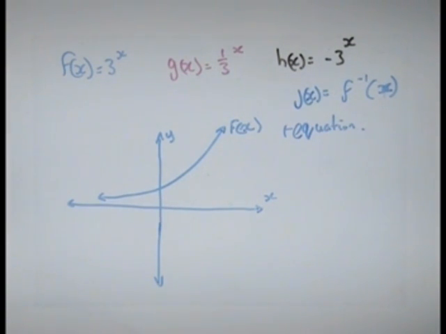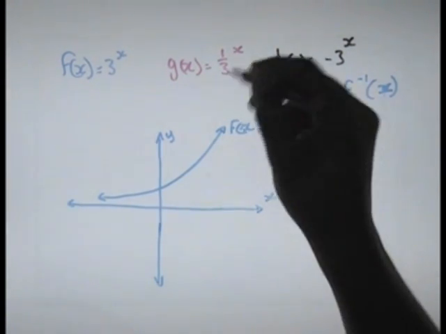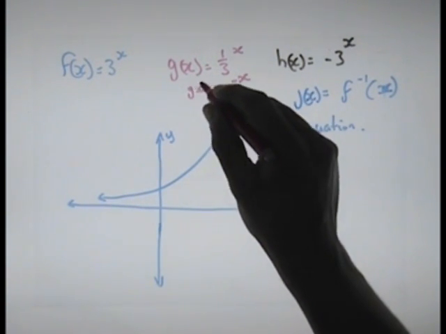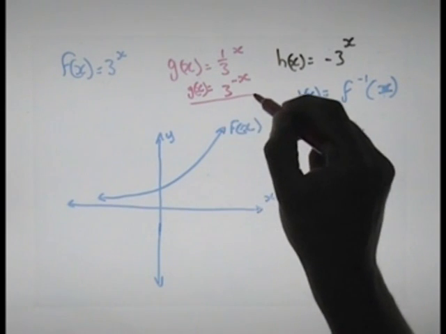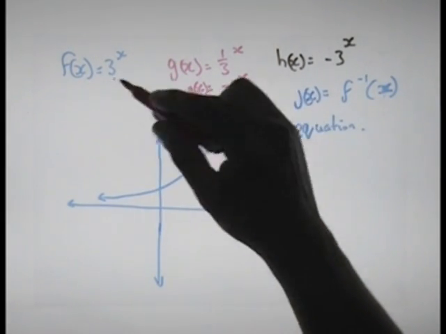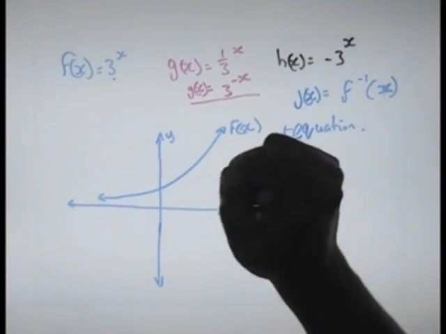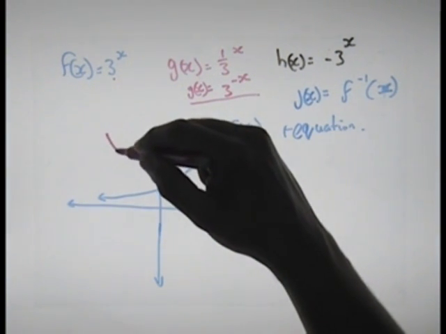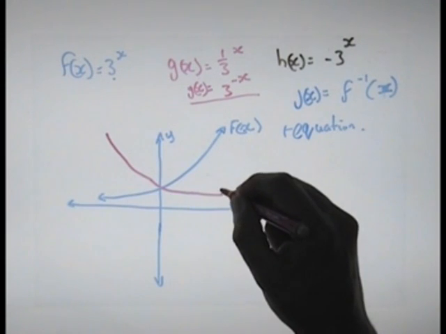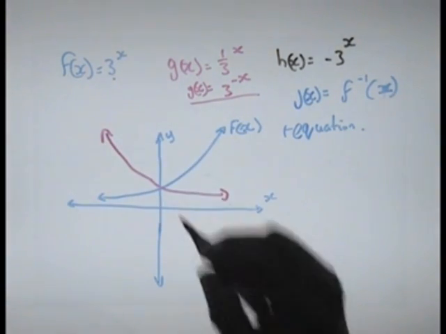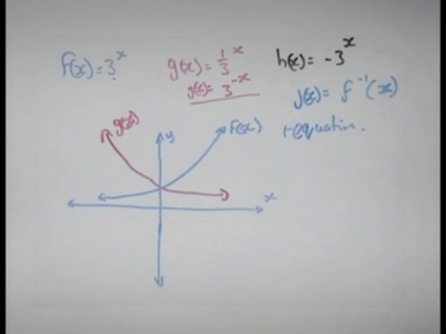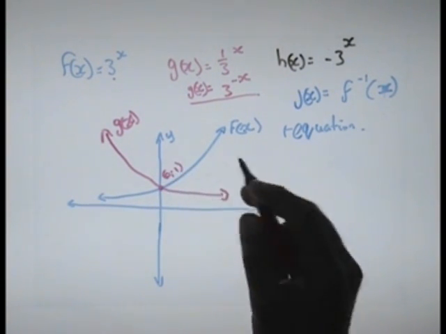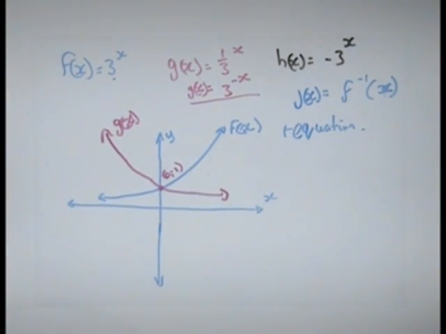To draw the graph g of x is equal to 1 over 3 to the power x, isn't that the same as 3 to the power negative x? Very similar to f, except there's a negative in front of the x, which means that we've flipped it around the y-axis. That means that our graph looks something like that. And that's the graph g of x. Straightforward. It passes through the point x is equal to 0, y is equal to 1. Even f of x passes through that point.